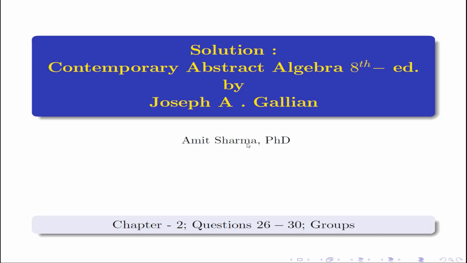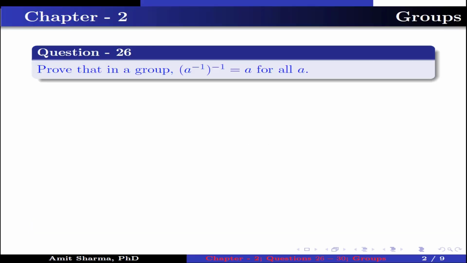In this video, we are going to solve questions from 26 to 30 of Chapter 2 from the book Contemporary Abstract Algebra by Joseph Gallian. So without a delay, let's start.